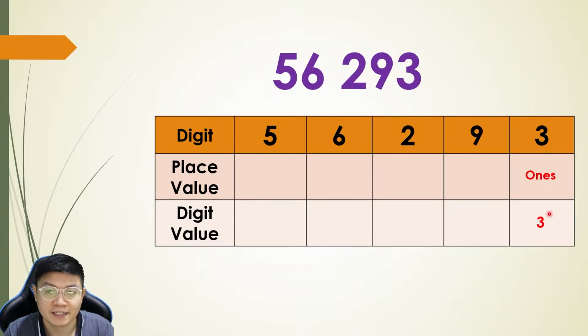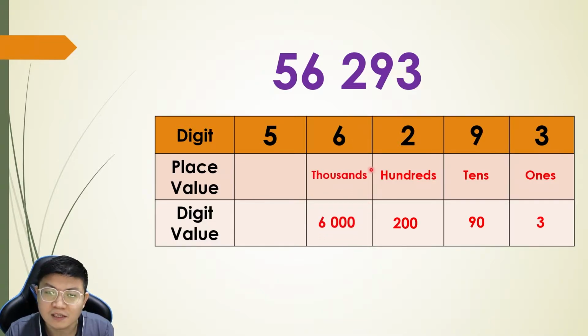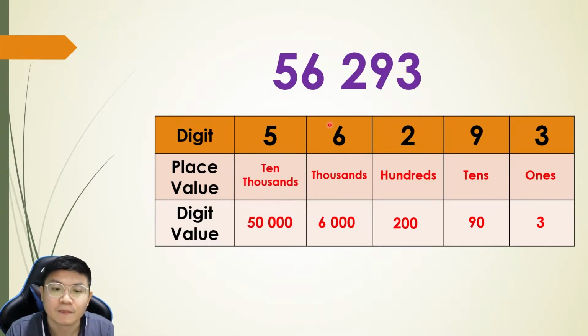Now this is how we write. So for the 9, its place value is tens and digit value 90. Next one, 2, its place value is hundreds and digit value 200. And 6 is thousands, and we write 6,000 for its digit value. And last one, 5 represents 10,000s and 50,000. So as you can see, place value is actually the name for it, and all of the place values have an S.